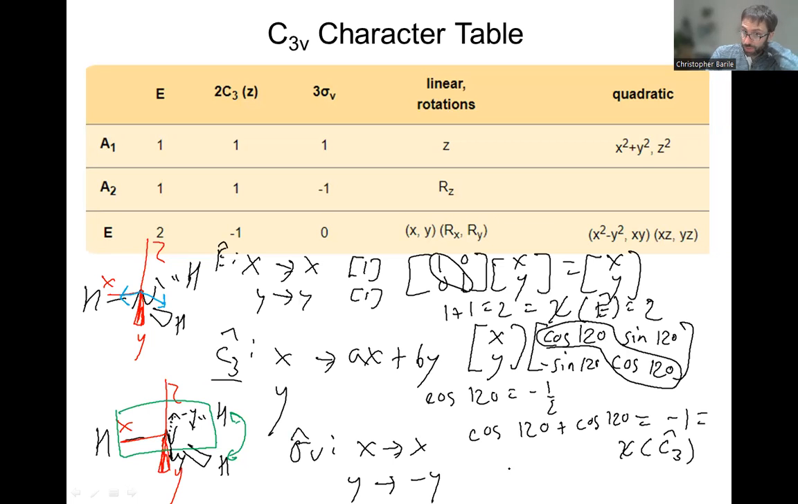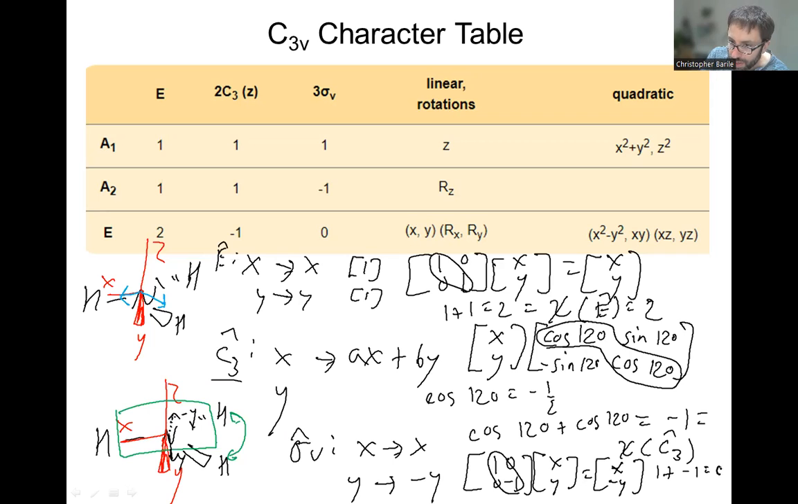So what does that mean? Well, again, we have to keep this as a 2x2 matrix. So we're going to get a matrix that looks like this. 1 and negative 1 on the diagonal. Because x goes to x and y goes to negative y. That's what our function does. We take the trace of that matrix, 1 plus negative 1 equals 0. So chi, the character of sigma v, is equal to 0.